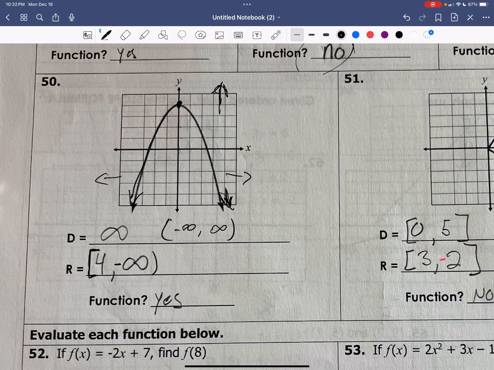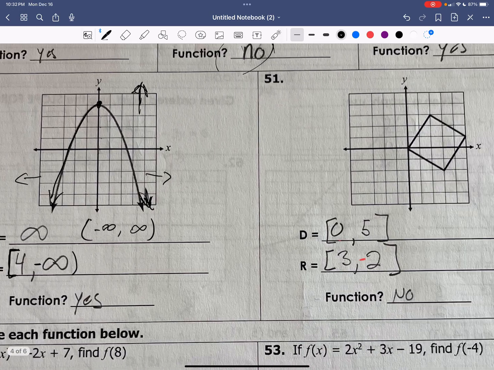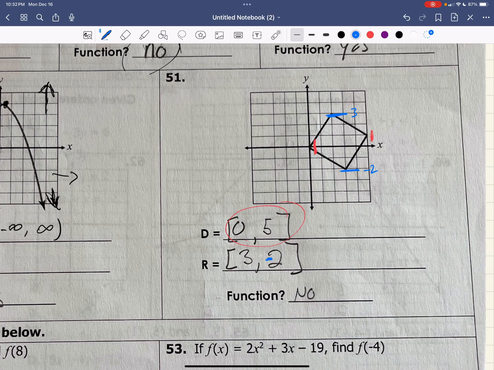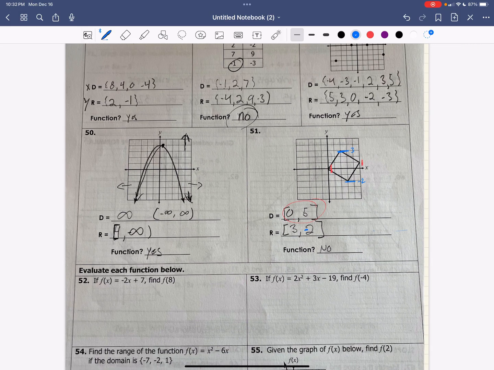It is a function. It is continuous. That's good. Number 50. 51, I agree with these. So you're looking at domain would be from here to here, so it'd be from 0 to 5, like that. That's good. Range would be from here to here. So range would be at 3, I agree, but it'd also be a -2. So this value is 3, this is -2. Be careful with that. Function, no, obviously it doesn't pass our vertical line test, so it is not a function.